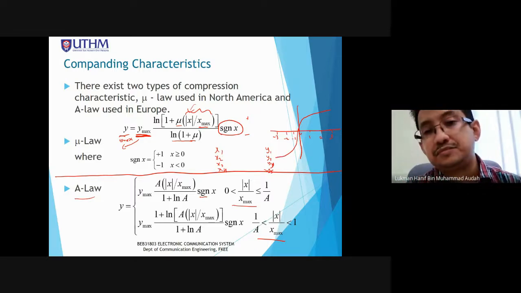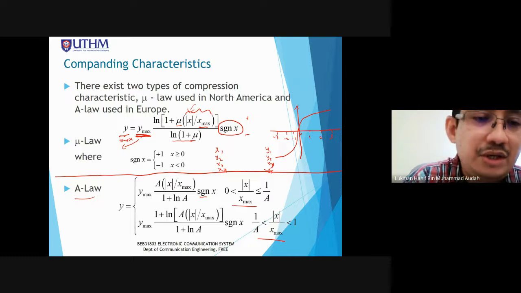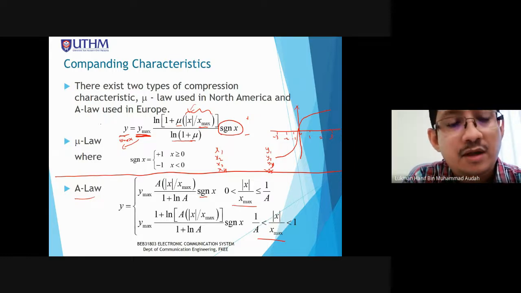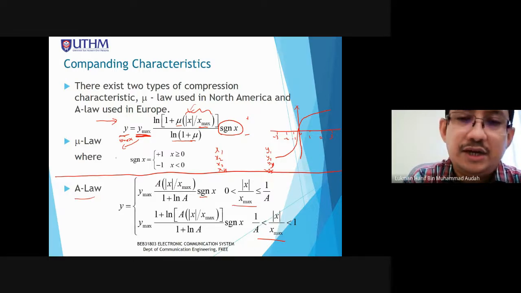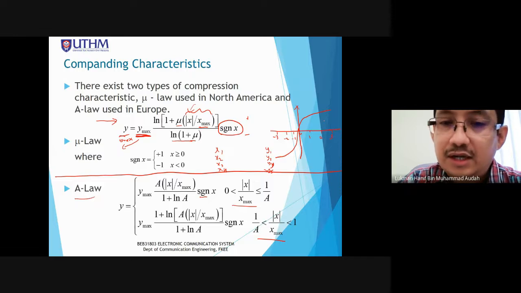Something like this. Macam mana nak dapat ini? So dia kena gunakan equation yang ini. Okay. Pelajar diminta menggunakan equation ini, mencari nilai Y dan akhirnya lukislah dia punya nilai Y tersebut.